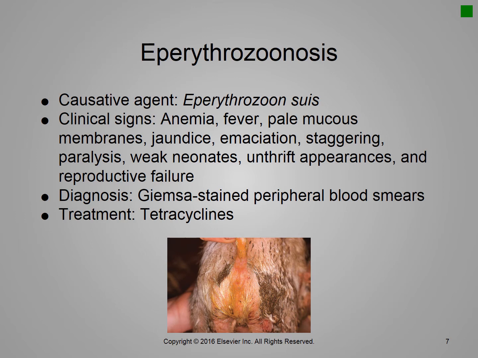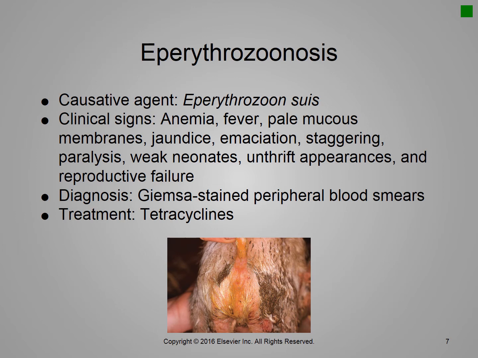Eperythrozoon suis, eperythrozoonosis, nasty stuff. Again, pigs get nasty diseases. None of their diseases are really all that pleasant. And this organism causes anemia, fever, pale mucous membranes, jaundice, as you would expect with a severe anemia, emaciation, staggering, paralysis, very weak neonates, unthrifty appearance, well, compared to all this other stuff, who cares what they look like, and reproductive failure. Giemsa stained peripheral blood smears will show the organism, E. suis, pretty quick.